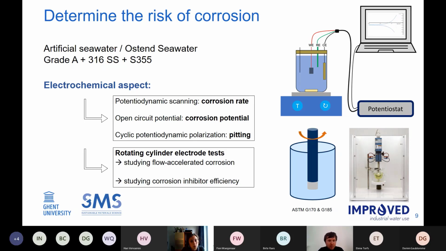Corrosion potentials and also pitting potentials are quite important, but these are all quite static. What I mean by static is that there is no water flowing over the material. If you have flow, if you have dynamic conditions, and liquid is flowing over the metal, you have a different situation and corrosion is worse. So that's why it's important to also include studies with rotating cylinder electrode tests to study flow accelerated corrosion. In this way, we can also control the flow of a certain liquid over the surface of a metal. So this is the electrochemical aspect.